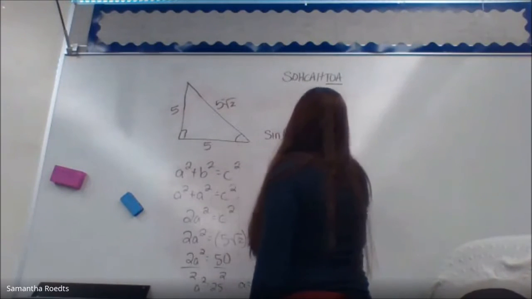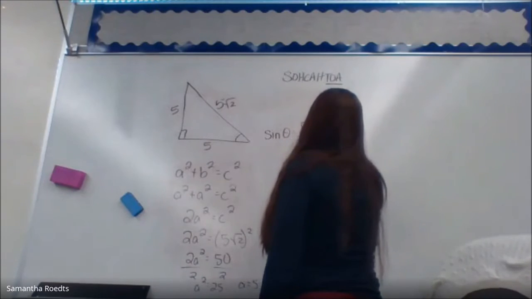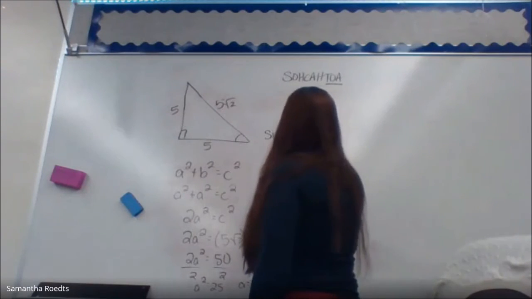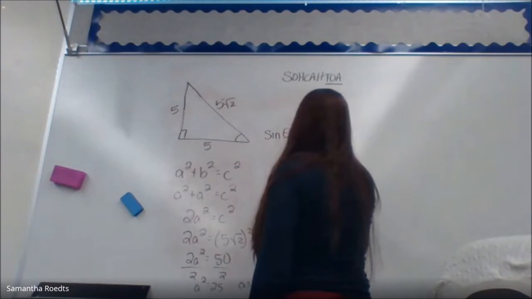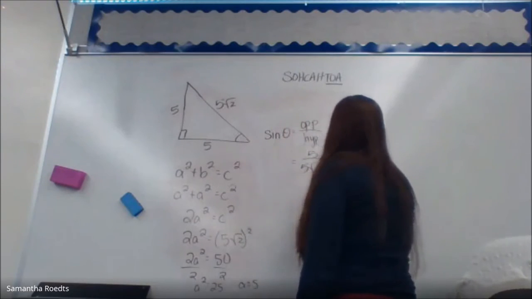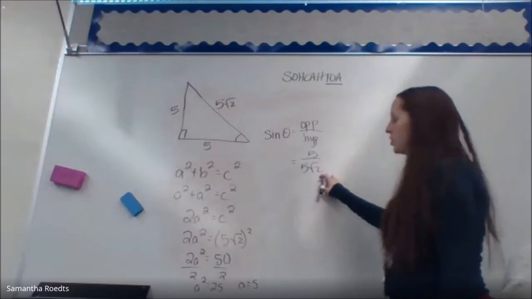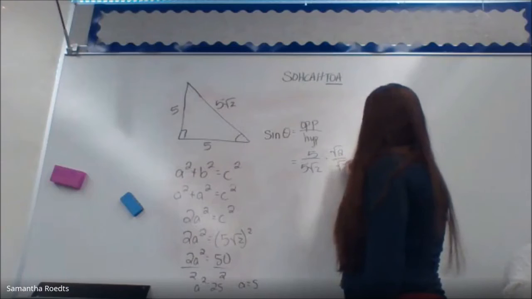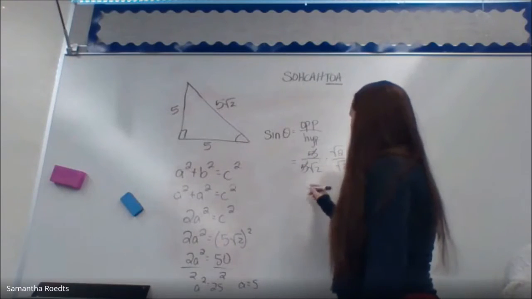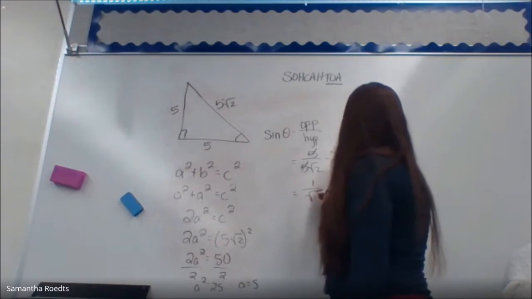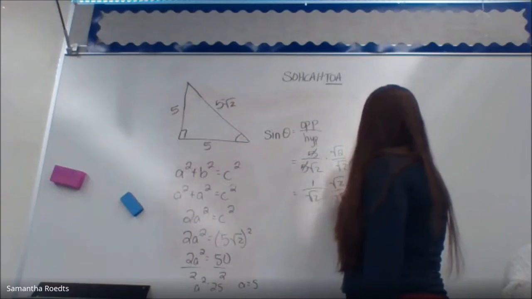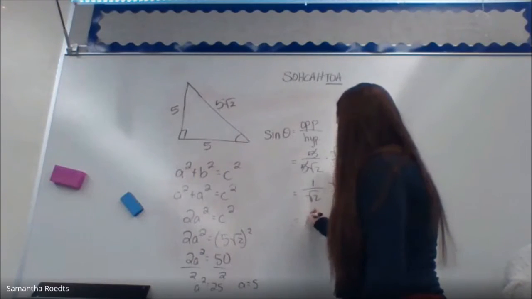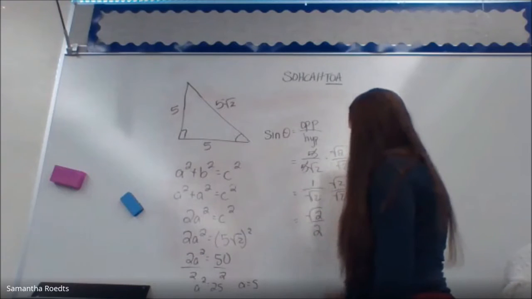So sine theta, remember, is opposite over the hypotenuse. So this is going to be 5 over 5 square root of 2. But remember, I can't have square root of 2 in the denominator. I need to multiply both of these by square root of 2. The 5s are actually going to cancel, so I'm left with 1 over square root of 2, which gives me the square root of 2 over 2.